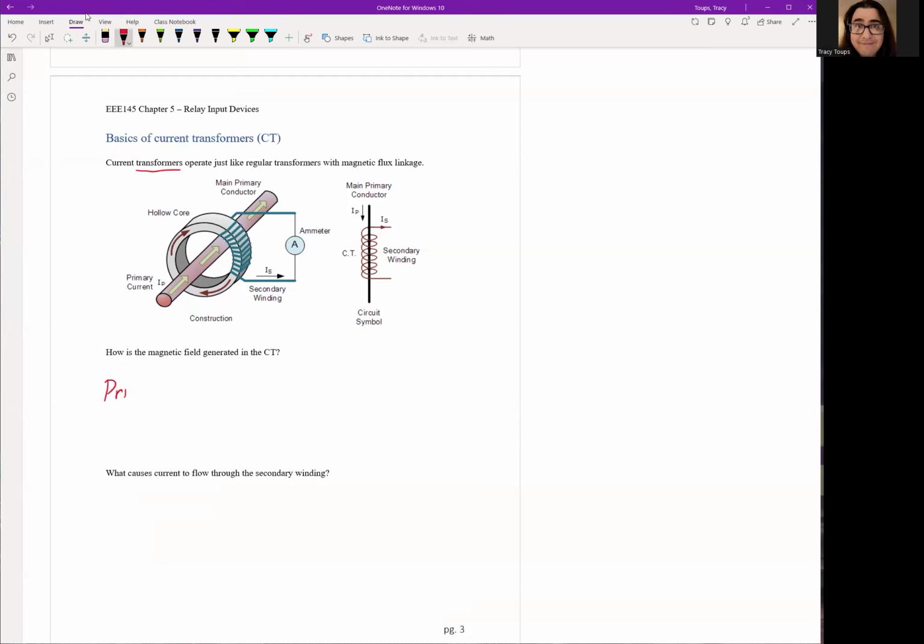So you have the primary line, which is a big bar going through the donut. So primary line current flows, and using the right-hand rule, it causes a magnetic field to flow in this iron CT core, all right? Now, as current flows through, we're going to induce a magnetic field flowing inside the metal core in a circular direction.